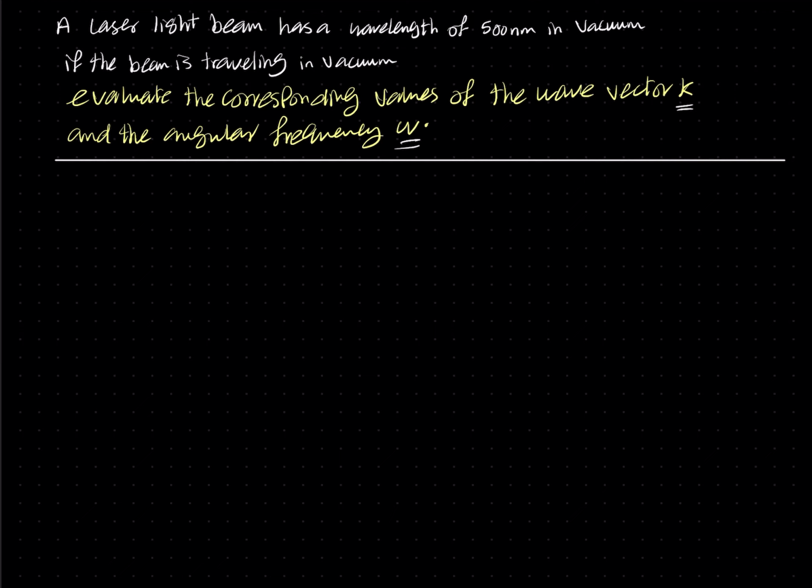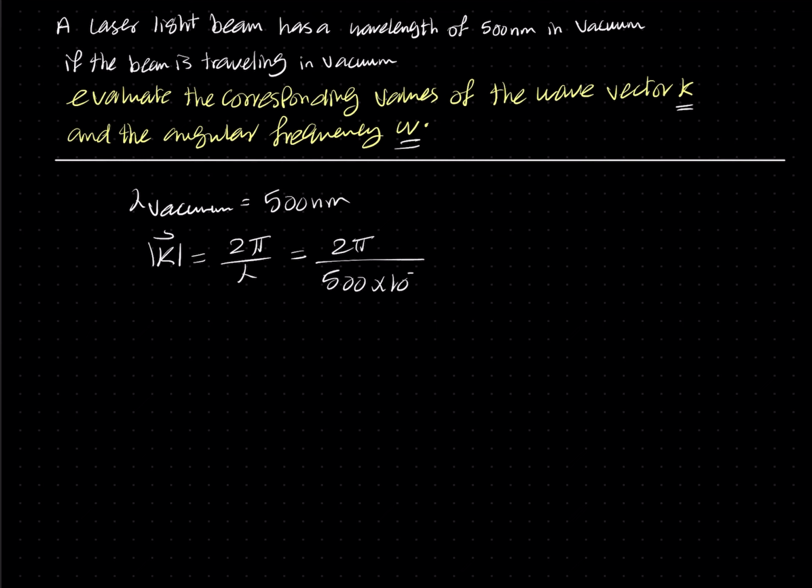Okay, so we're given lambda in vacuum, and that is 500 nanometer. And we know that k, the wave vector, or at least the magnitude of k here, which is what we want, is equal to 2 pi over lambda. So 2 pi over 500 times 10 power minus 9, just to convert this to meters.